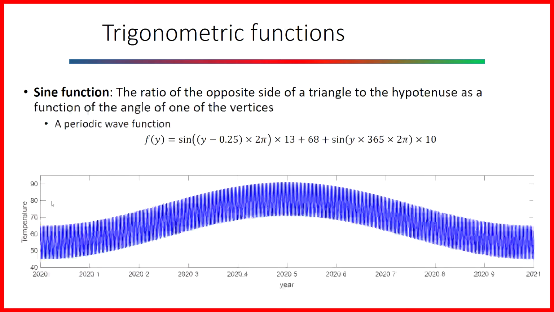This graph only now looks at 1 year's worth of data, but you can clearly see that we have the seasonal cycle in there, but also the ups and downs in temperature for every single day. And we get this graph by simply adding 2 sine functions together.